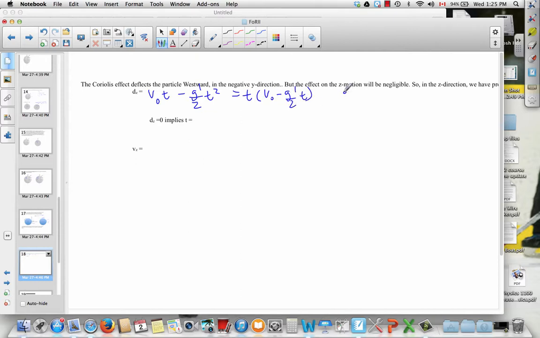And then we can ask the question, okay, if you go all the way up, and then come back all the way down, that's obviously zero displacement. And if you solve that for time, then you're going to get two answers. Either time is 0, or this bracket is 0, and that bracket being 0 gives us a time of 2 v naught over g prime. That's when you're back at the ground. So that's your total flight time.